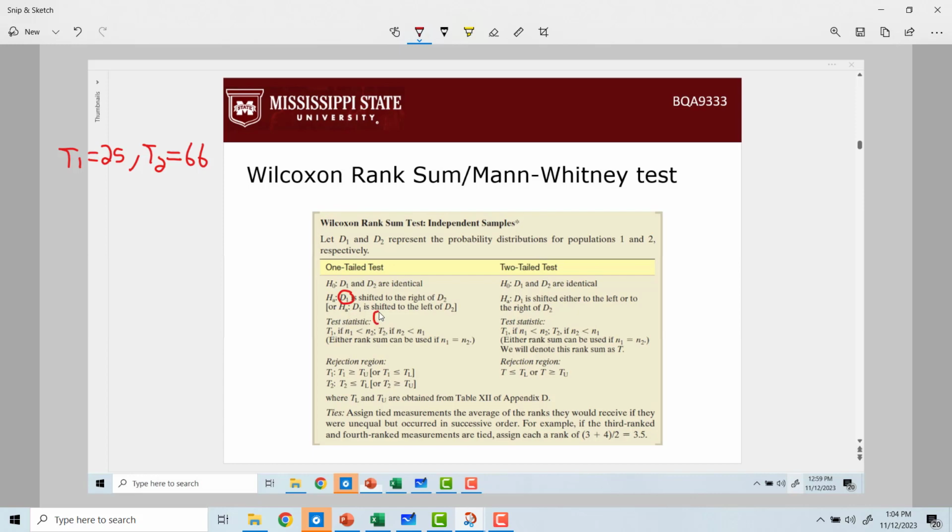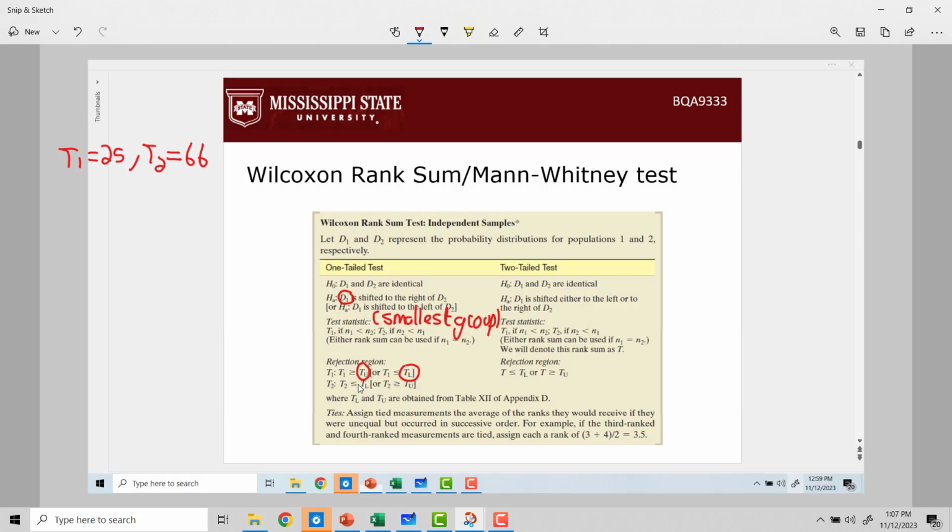So the test statistic is going to be the rank sum of the smallest group, where N1 is the number of items in group 1 and N2 is the number of items in group 2. And if you're doing an upper test, then we're going to see if it's greater than or equal to TU. And if it's a lower test, then we're going to see if it's less than or equal to TL.